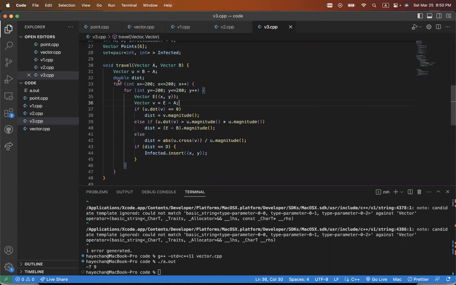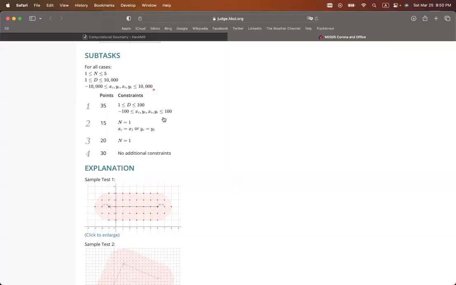So now we have this order of R squared solution for subtask 1. R squared, as in, because we're scanning every single grid point on the relevant area, and the R in subtask 1 is pretty small, it's 100. And so we can just scan every single grid point on a 2D plane and still finish within 1 second.